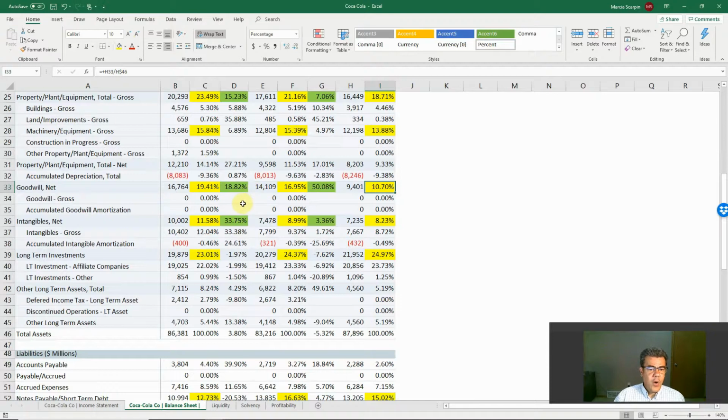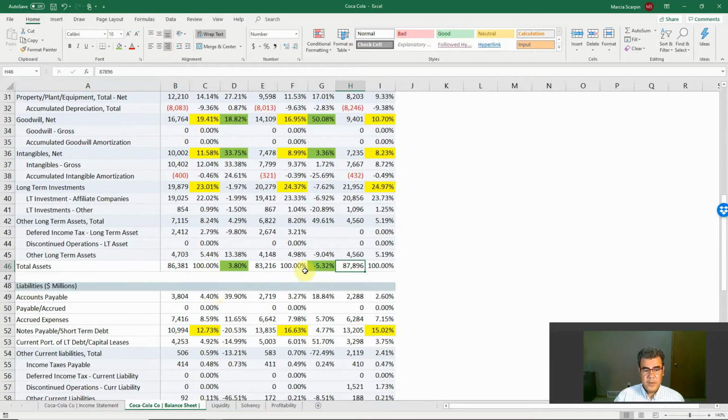And the total asset is decreasing a little bit in 2018, increasing a little bit in 2019, but a little bit smaller than the first year yet. Accounts payable, it is increasing a lot. So it's much more relevant than it was in 2017.